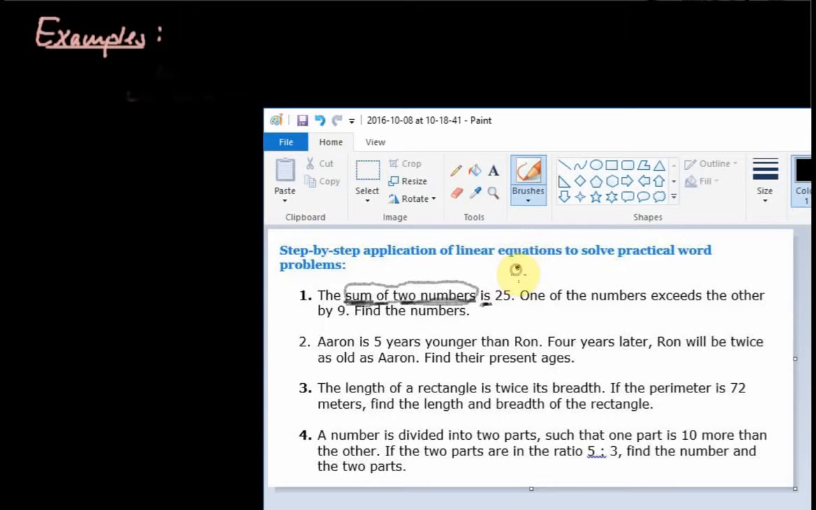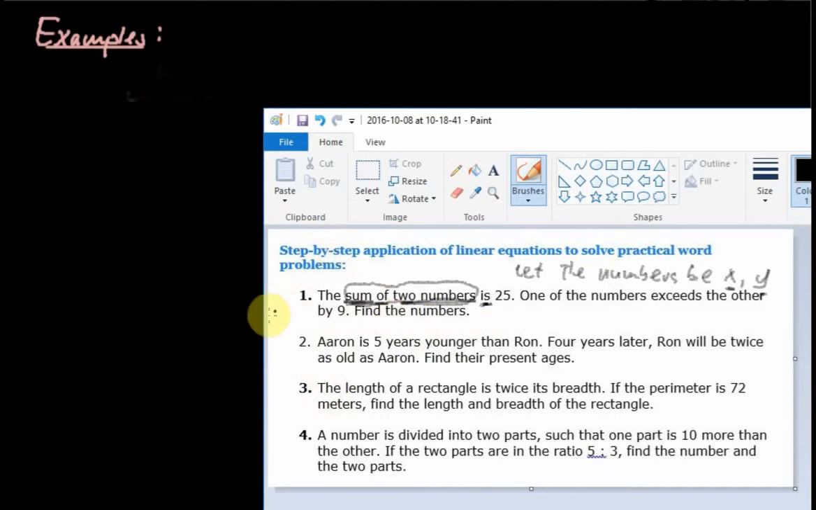If we say let the numbers be x and y. So these are numbers x and y. Now I'm going to write it clearly here. Sum of the 2 numbers is 25. One of the numbers exceeds. Okay, so the sum of the 2 numbers is 25.